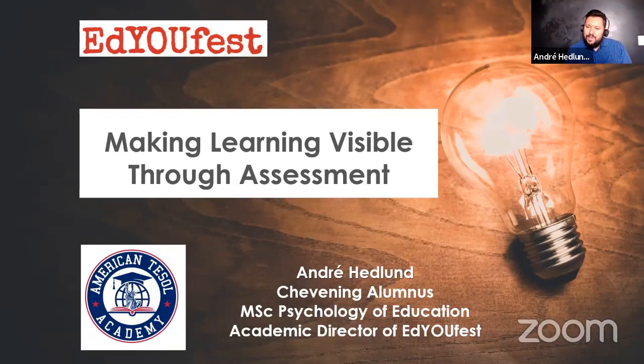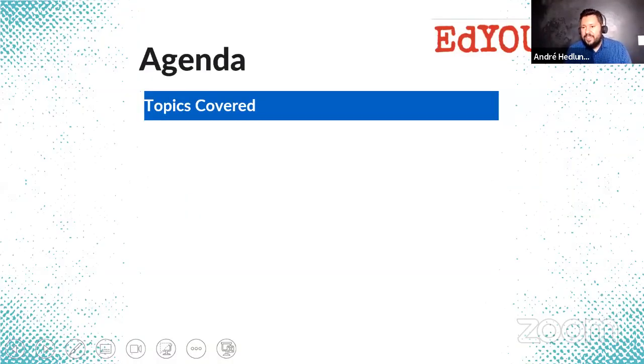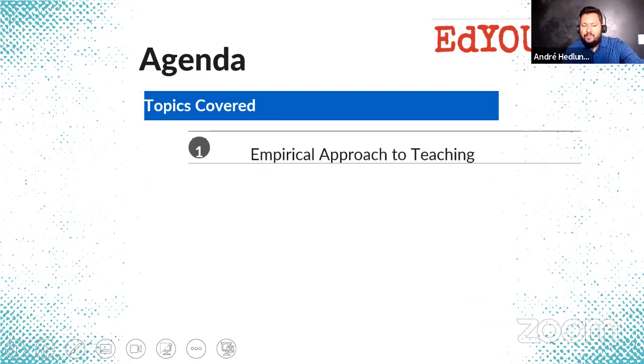Because how do you know if something is happening if you cannot see it or if you cannot feel it? How do you know if your students are learning if you can't find evidence to support that? And I start with a question for you, and I think a very important question, actually, which is covered here in the agenda. So I'm going to start with, what is an empirical approach to teaching?